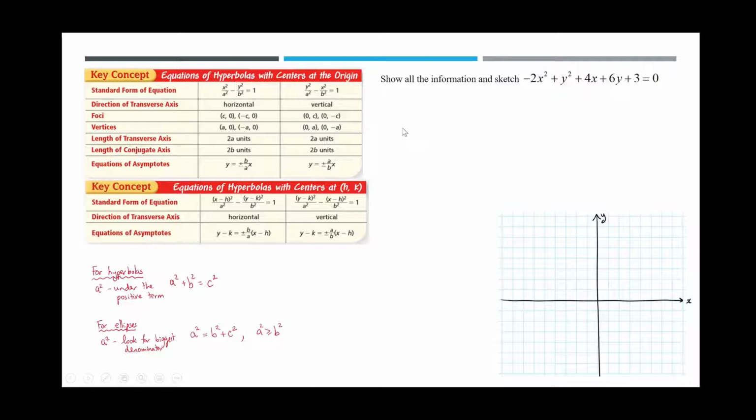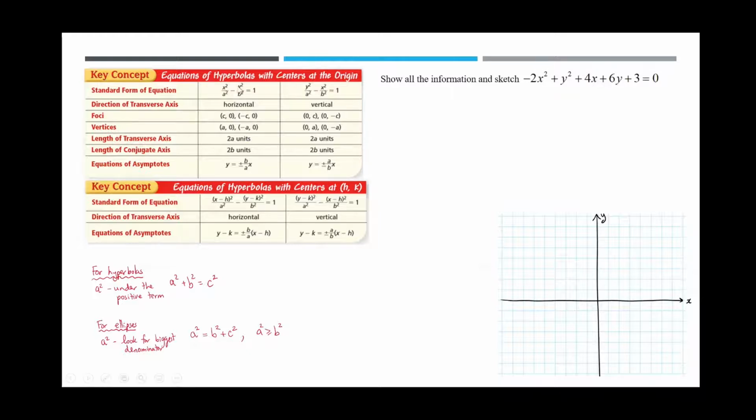So this is where you need to pay attention, because this is the main part that you need to know how to do. I will be asking you on an assignment, possibly, to show all the information and sketch, kind of like this question here. On the side, I have all the information provided. And by the way, on any assignment or test on this, I will most likely provide you with all the formulas, so there is no need to memorize, just understand what's happening here.